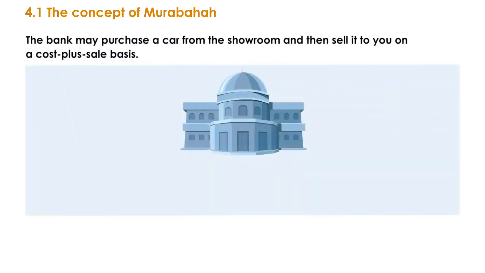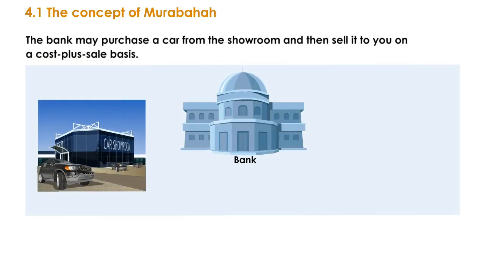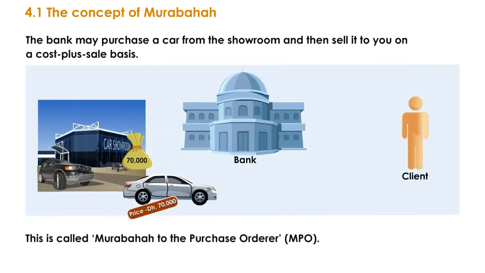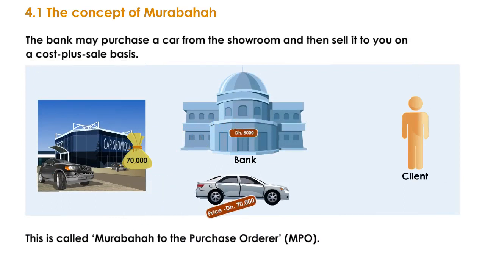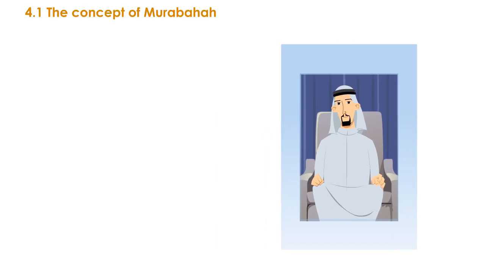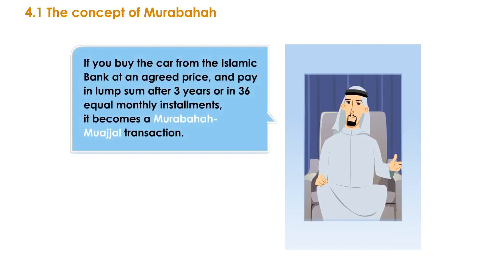The bank may purchase a car from the showroom and then sell it to you on a cost plus sale basis. This is called Murabbaha to the purchase orderer. If you buy the car from the Islamic bank at an agreed price and pay in lump sum after say 3 years or in 36 equal monthly installments, it becomes a Murabbaha Muajjal transaction.